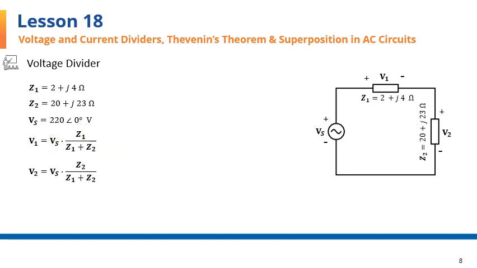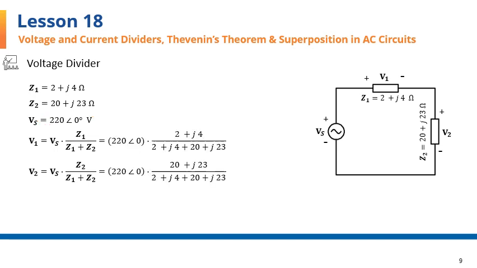To apply these two equations to this circuit, we substitute for the source voltage of 220 volts and Z1 and Z2, the values of which are given. The result is 220 times 2 plus j4, which is Z1, over the sum to give you V1. And for V2, you have 220 times Z2 from here over the sum of the two impedances. Crunching the complex numbers here, we'll have these values for the answer in volts.